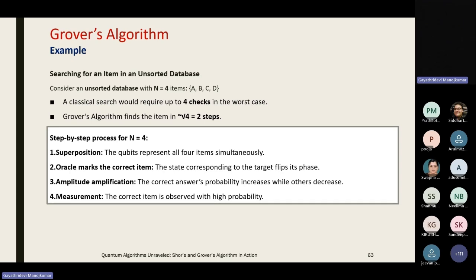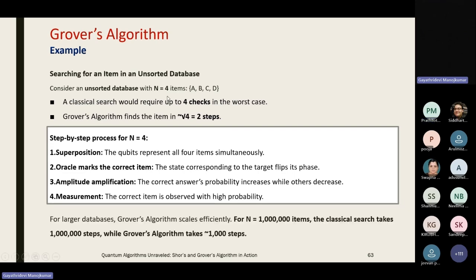So this can be done with the help of superposition. This superposition makes the quantum bits, that is the qubits, represent all four items simultaneously. The oracle marks the correct item with the help of a phase flip. Amplitude amplification is responsible for giving the correct answer. And the measurement is used to check with high probability, that is, in two steps with a high probability.